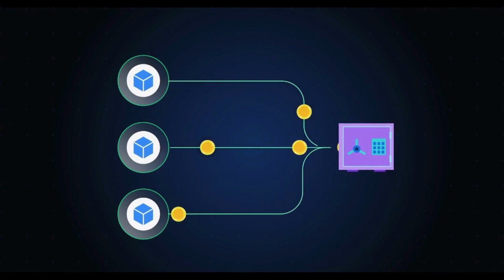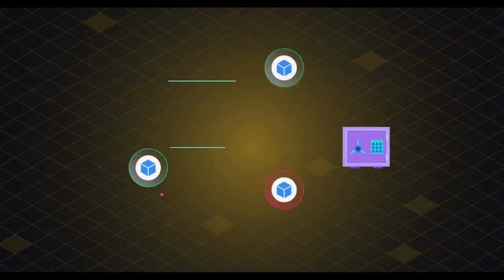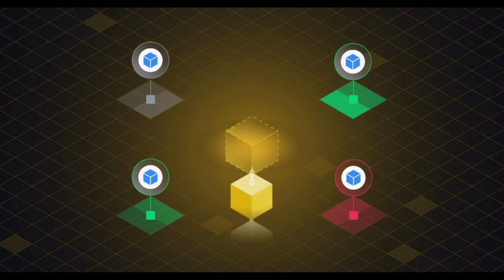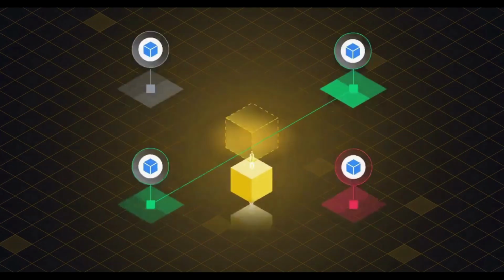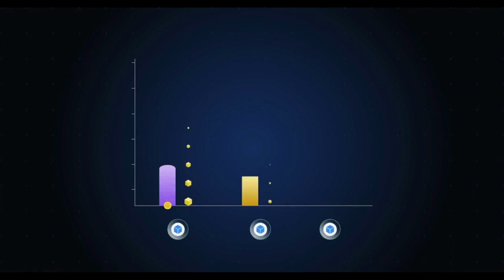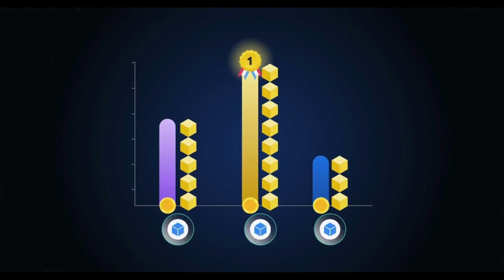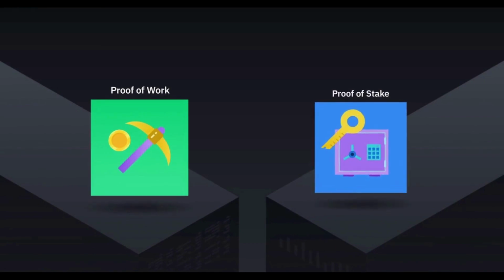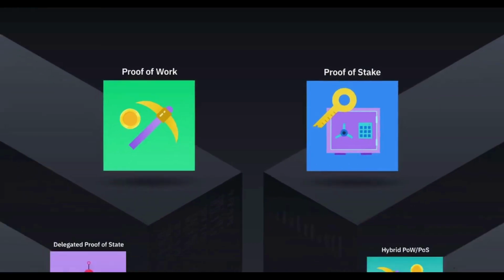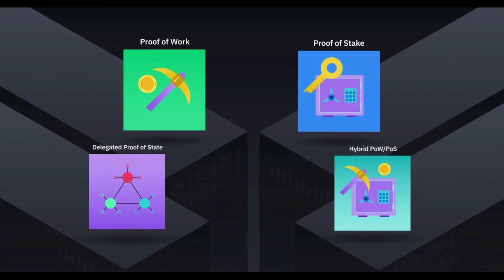The locked funds will then act as collateral, meaning malicious validators will most likely lose their stake and be kicked out. On the other hand, honest validators will be rewarded as new blocks are produced. Generally, the more coins are staked, the more likely you get to validate a new block and receive rewards. Beside proof of work and proof of stake, there are other alternative consensus mechanisms. Delegated proof of stake and hybrid PoW PoS are two examples.